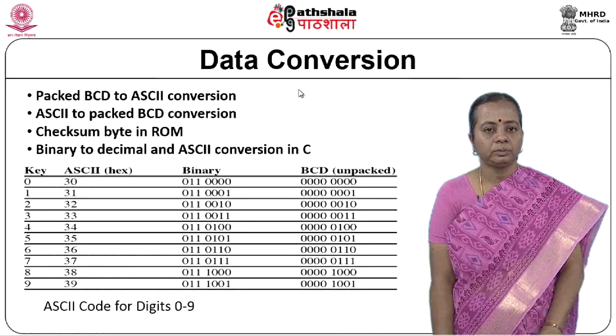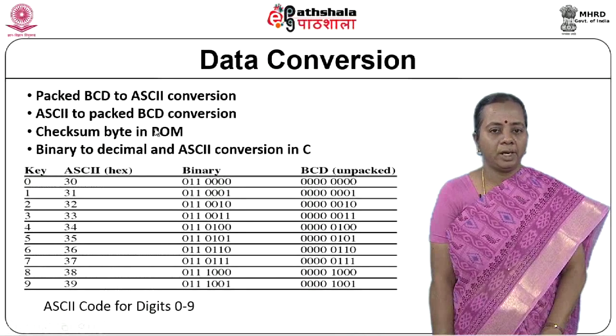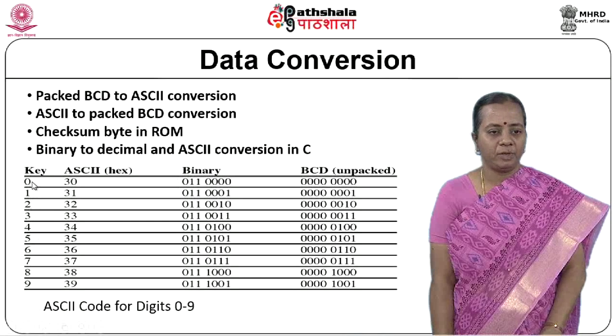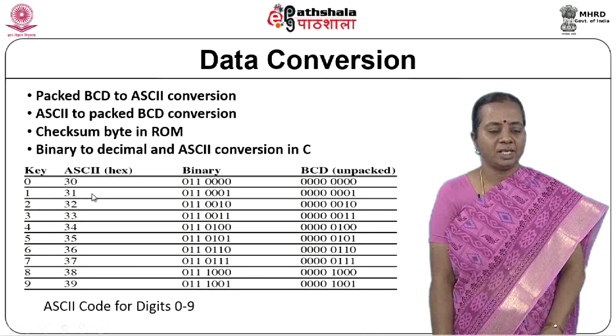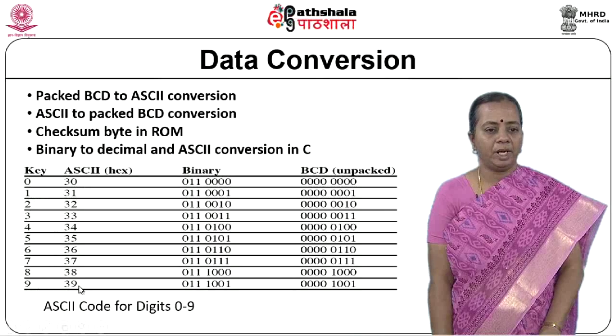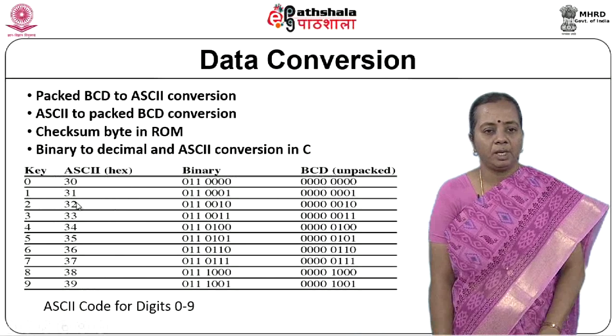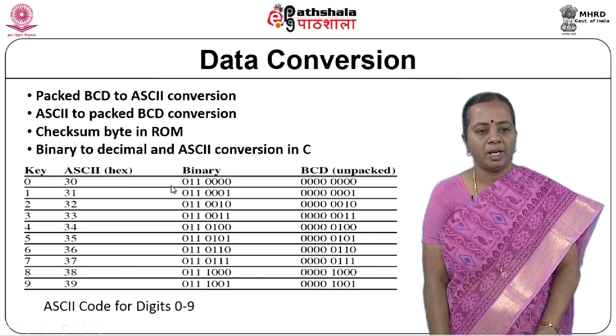So, when you are looking at your data conversions, we know very well that if you are pressing a key, we will be getting this as the value, but the system will understand it as an ASCII value. 0 key is 30, maybe 9 is 39. These are the ASCII codes which have been given in hex code. Now, this will be converted into a binary number.